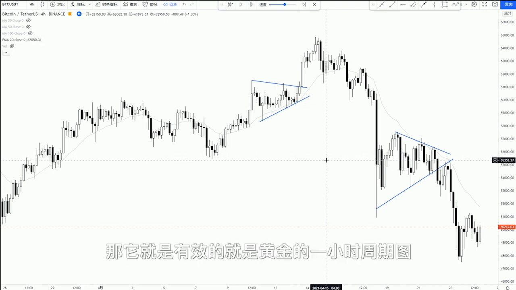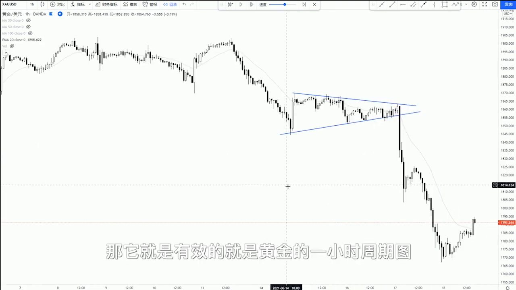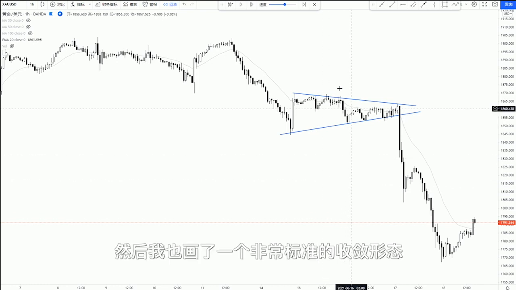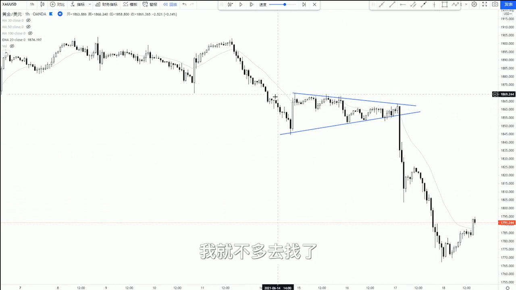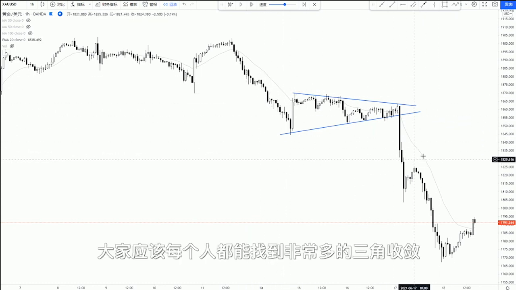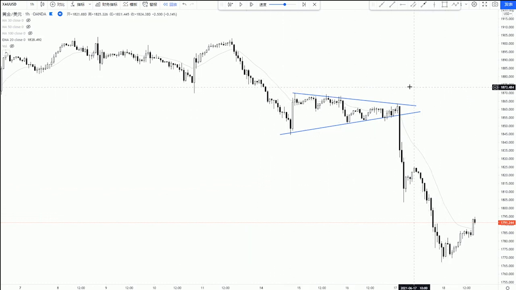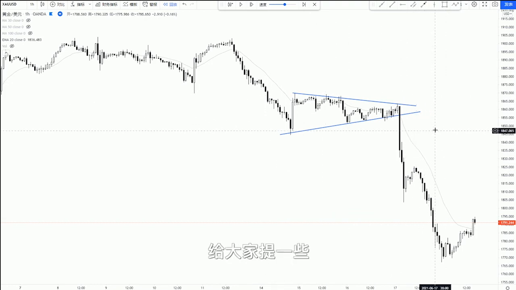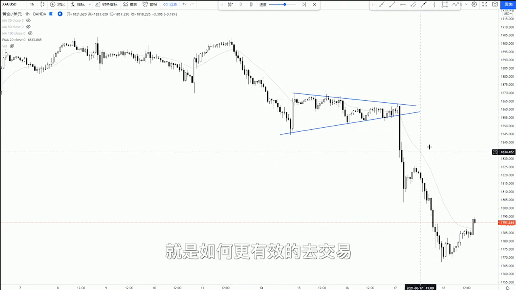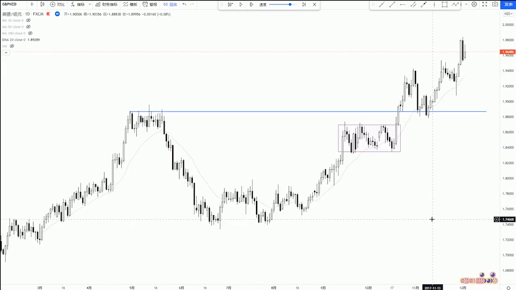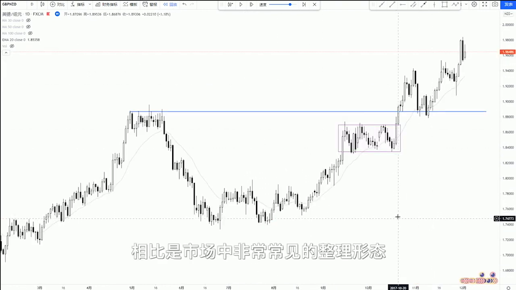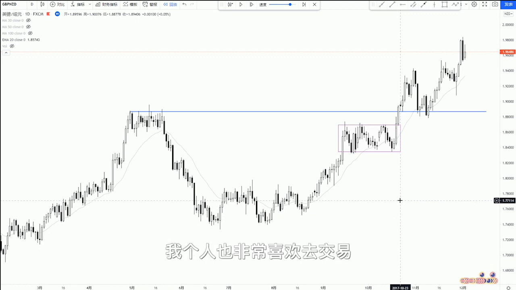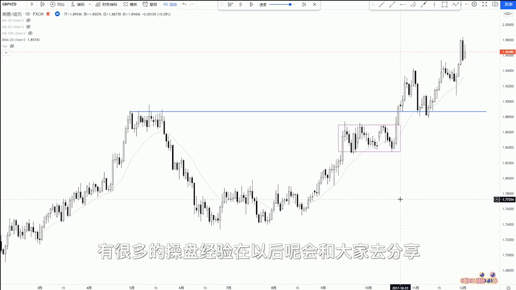It's the 1 hour period plot of gold, and then I also draw a very standard convergence pattern, so I won't go looking for that much and everybody should be able to find a lot of triangle convergence. In the future, I may also give you some advice on how to trade this form more effectively according to my trading experience, compared with the very common arrangement form in the market. I personally like to trade and have a lot of trading experience in the future will share with you.